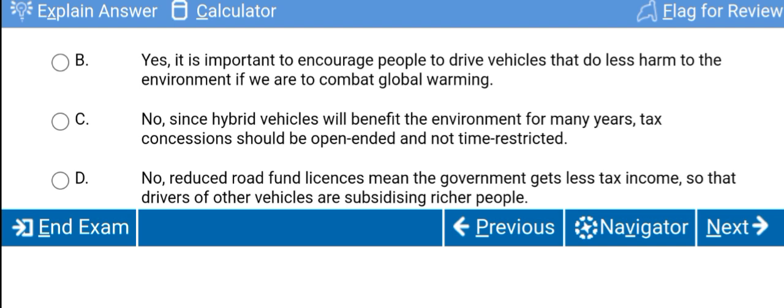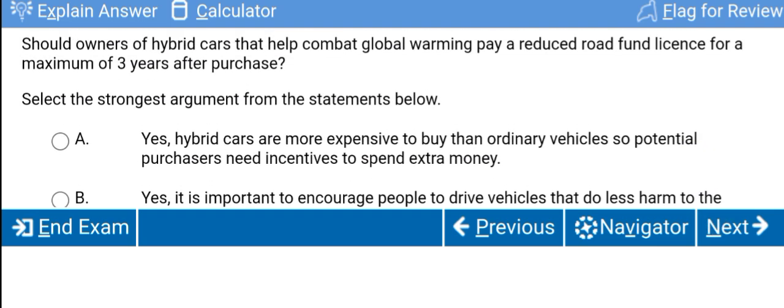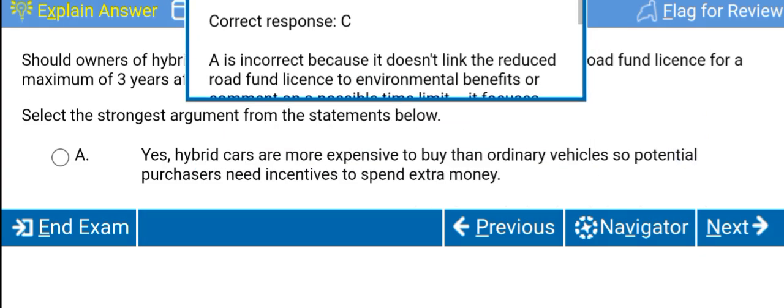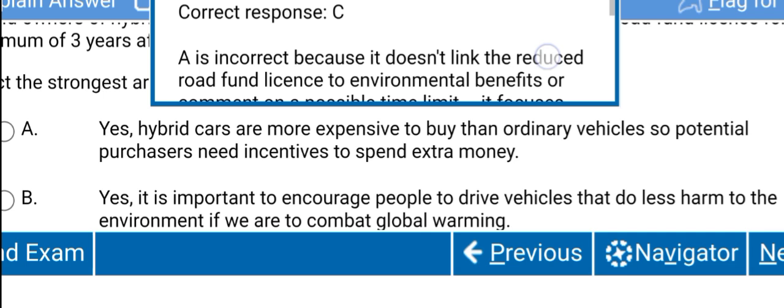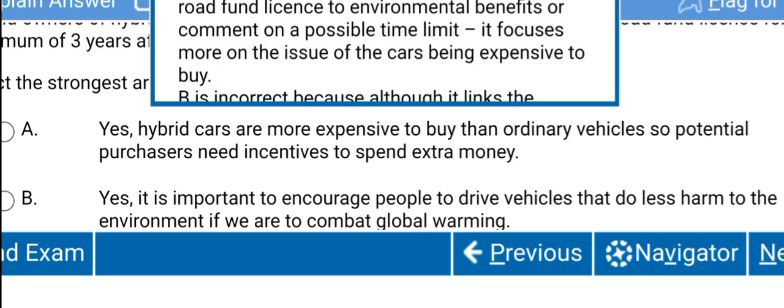Option D, no, reduced road fund licenses mean the government gets less tax income, so the drivers of other vehicles are subsidizing richer people. So here we have correct response is option C, and A is incorrect because it doesn't link the reduced road fund license to environmental benefits or comment on a possible time limit. It focuses more on the issue of the cars being expensive to buy.